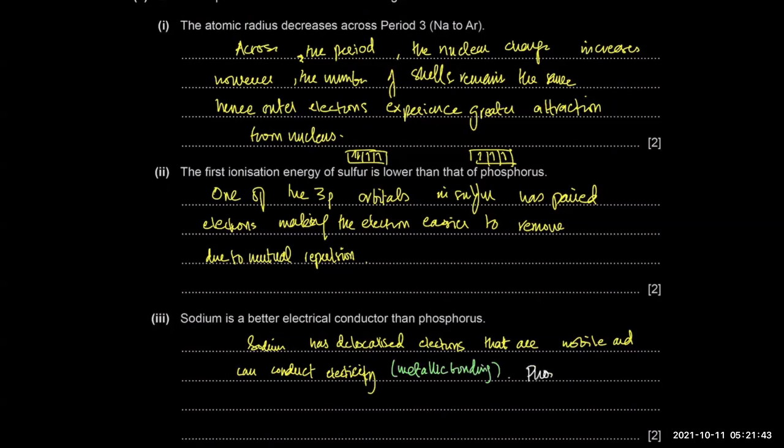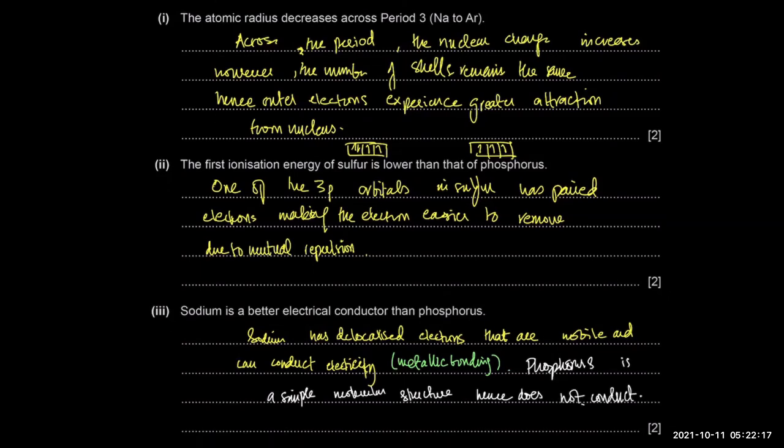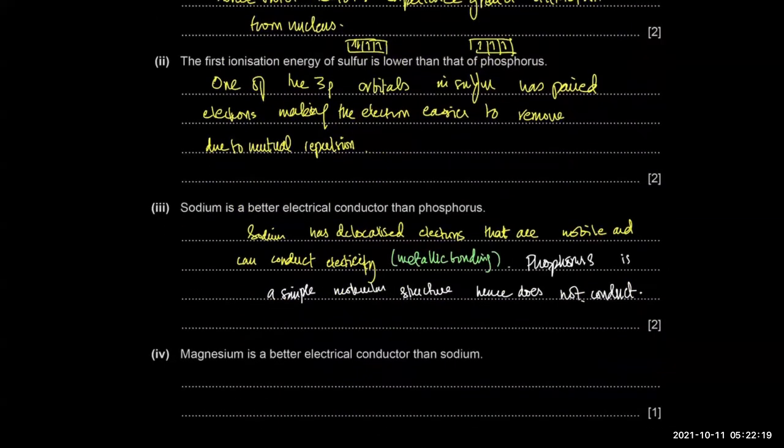Phosphorus, on the other hand, what type of structure is phosphorus? Anyone remember? It is a simple molecular structure. Okay. And therefore does not conduct electricity. Hence does not conduct. All right. Magnesium is a better electrical conductor than sodium.